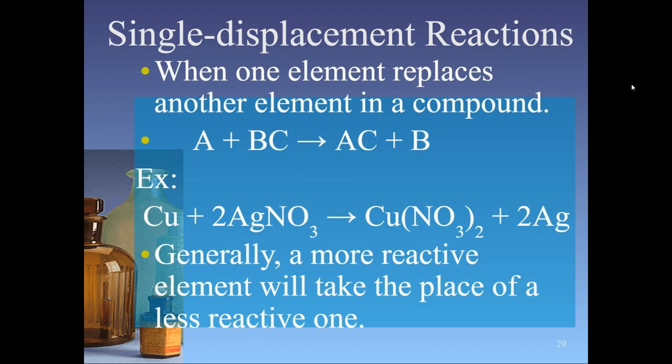A single displacement reaction is when one element replaces another element in a compound. The generic equation is A plus BC yields AC plus B. And so what you see there is we basically traded the places of A and B in this reaction. Generally, a more reactive element will take the place of a less reactive one in a single displacement reaction.